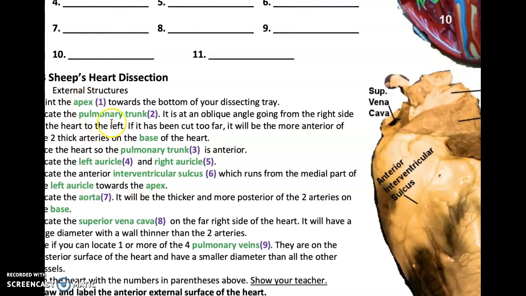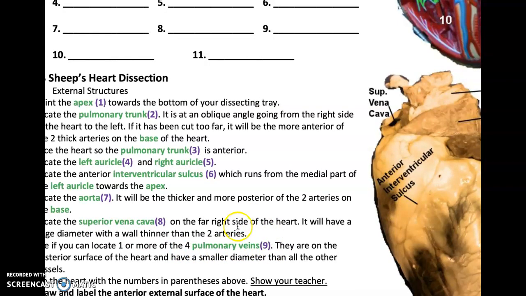So apex, pulmonary trunk, right auricle, left auricle, anterior intraventricular sulcus, superior vena cava, pulmonary veins. So that is what I want you to screen capture. They are all right here on page 141. So that is the anterior structures of the heart. Thank you.